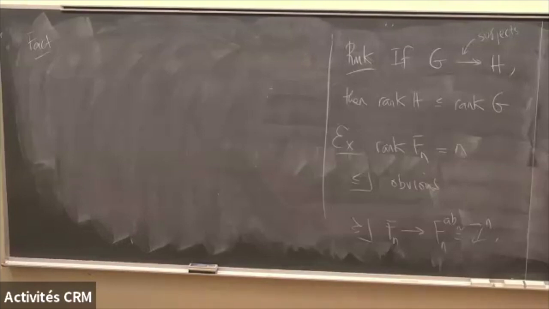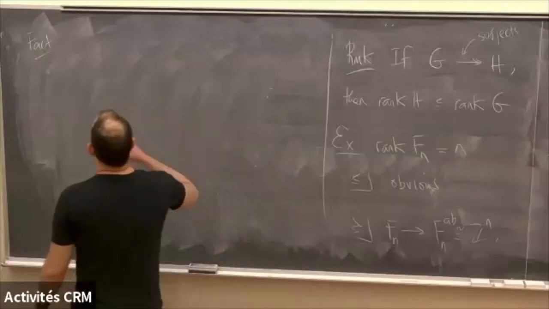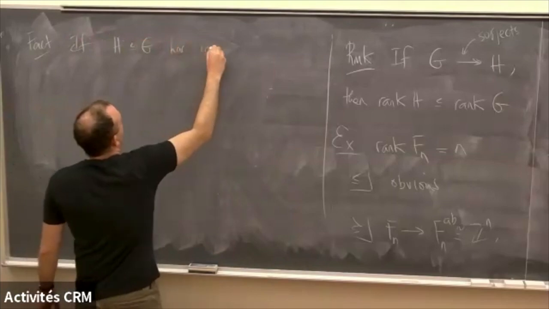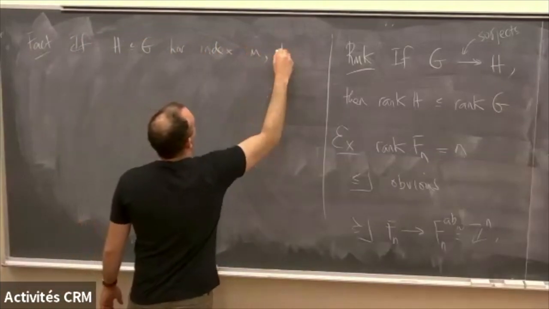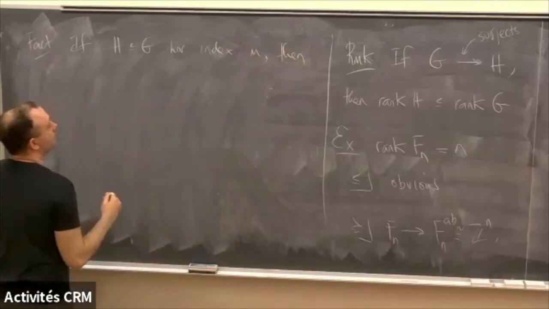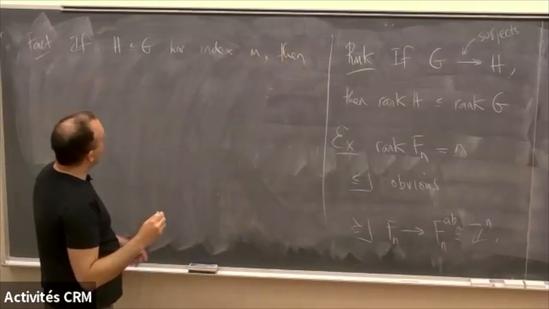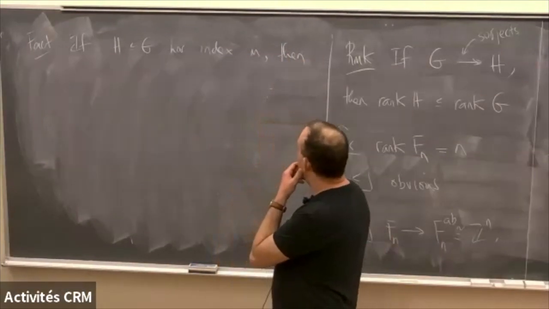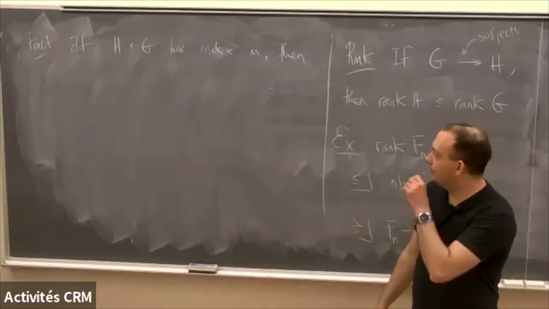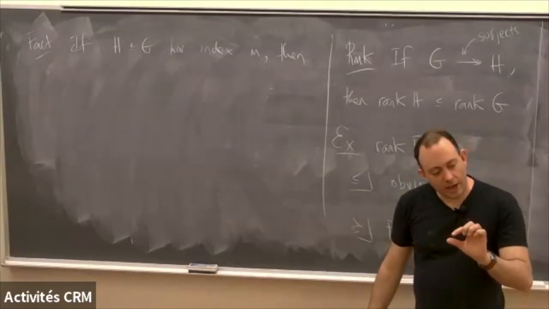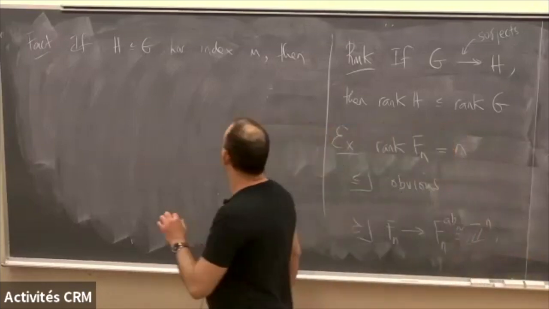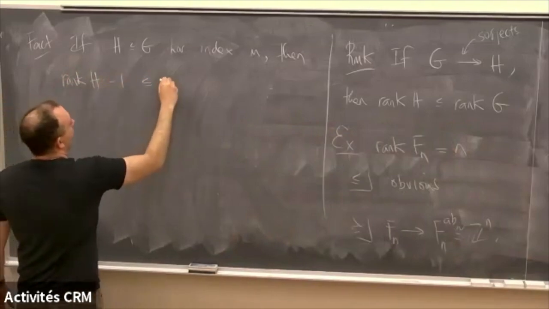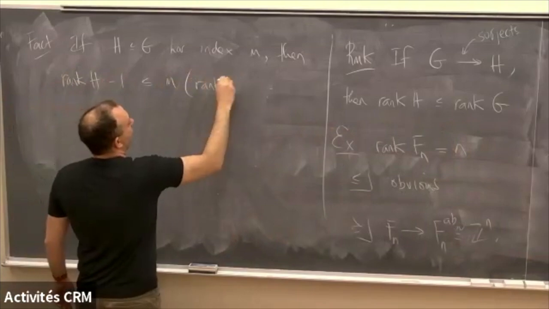All right, so let's talk about finite index subgroups for a second. So the fact is that if H in G has index n or index m, say, then I want to say how rank can change between G and H, and in order to formulate this, it's better actually to talk about not rank but rank minus 1. Okay, and the theorem is that rank of H minus 1 is at most m times rank of G minus 1.